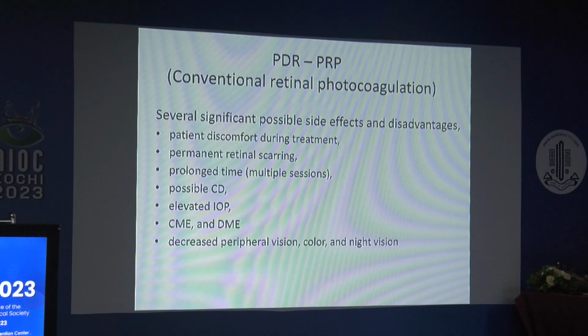However, with the conventional PRP, there are some disadvantages. That is, it leads to patient discomfort. It can lead to loss of accommodation. It can lead to disturbances in the night vision. If you do aggressive laser, it can lead to a choroidal detachment also. It can lead to exacerbation of the diabetic macular edema, and hence we have to take care of that before, if there is a diabetic macular edema, by injecting an anti-VEGF agent. Decreased peripheral vision, color vision, and night vision are there, but still PRP remains the gold standard for the management of proliferative diabetic retinopathy.